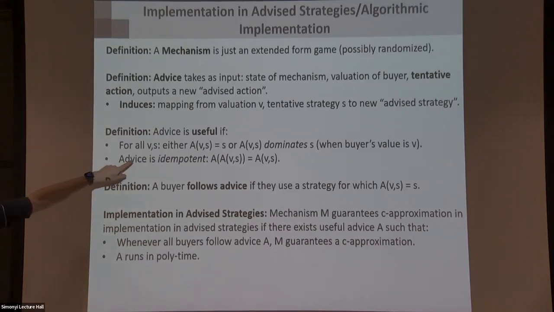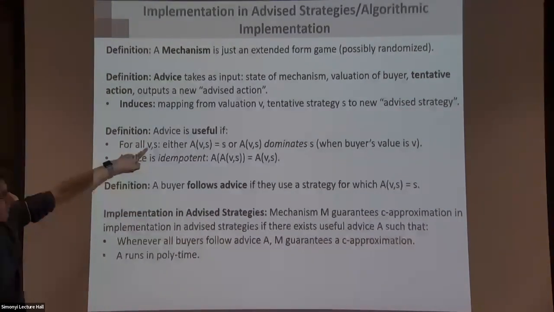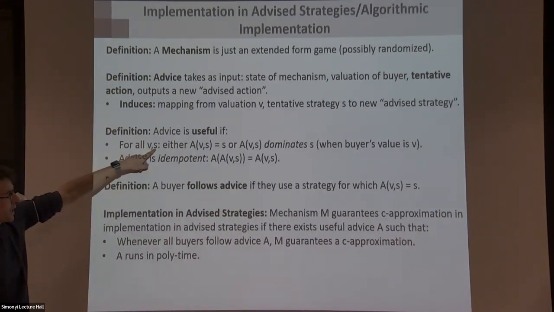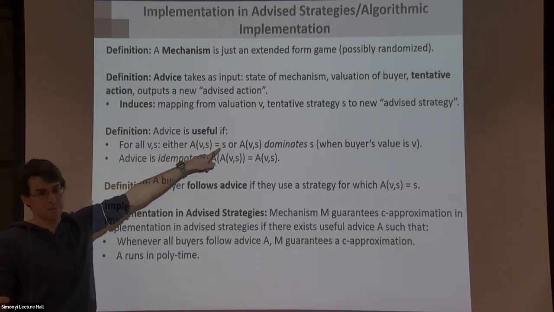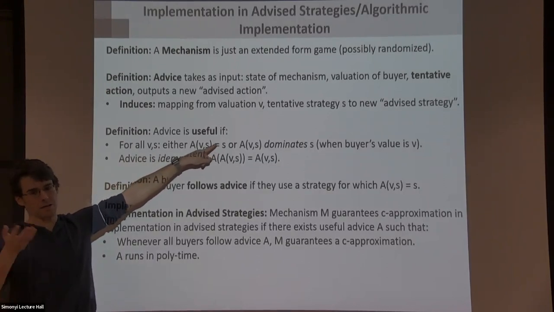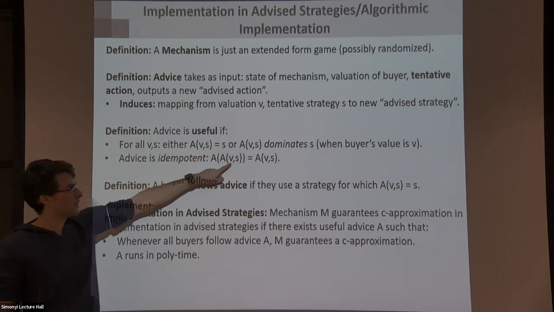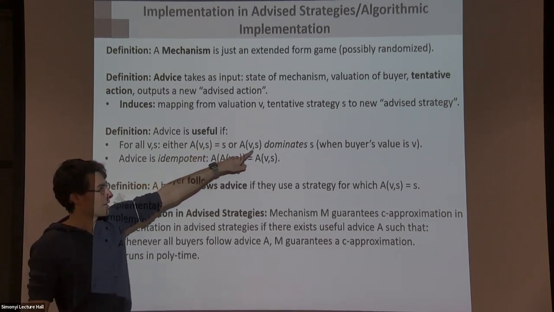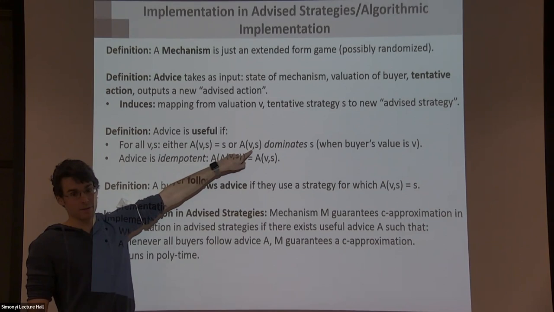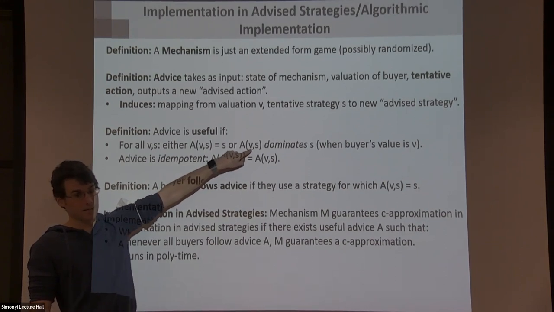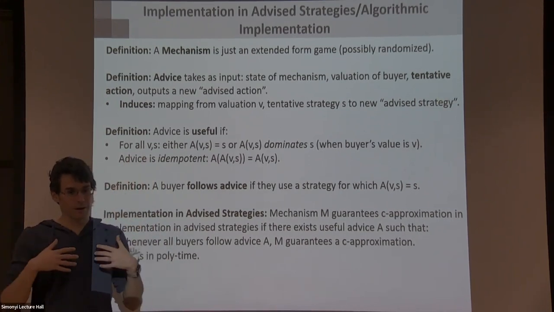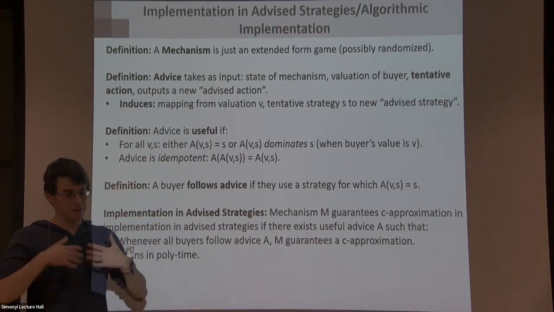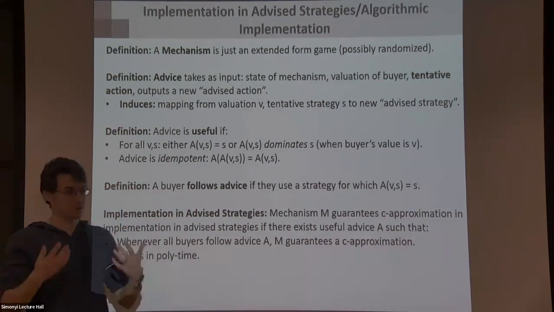So no matter what value they have, no matter what strategy they were thinking of using, maybe I give them the same strategy back anyway, in which case they're like, fine, you didn't help, but whatever. Or I give them back something that dominates what they were going to use. Dominates is this very strong thing that says, no matter what everyone else is doing, you are going to be better off. And there is some possibility that you're strictly better.